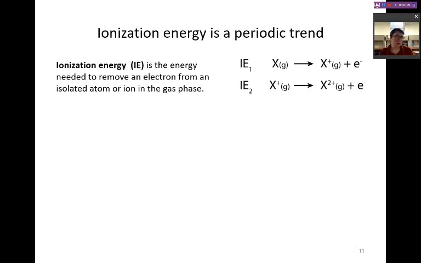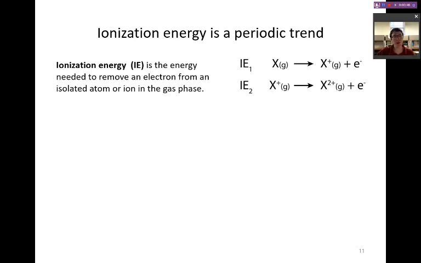Let's begin by talking about what ionization energy is. Think about it this way. An ion is an element that has a charge. The reason why it has a charge is because it has either gained or lost an electron. Now, ionization is the process of removing an electron.